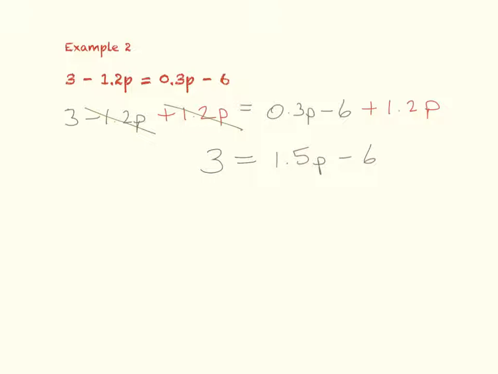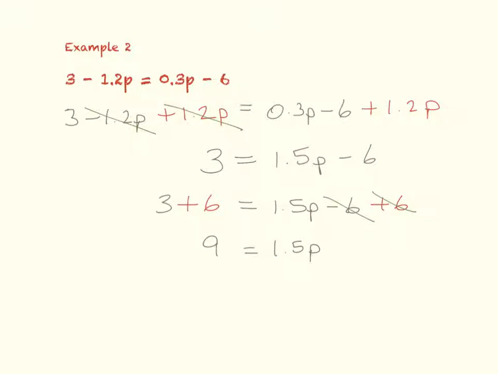So I'm going to add 6 to both sides, so I'll add 6, and then same over on the left, we're going to go 3, add 6. Now again, on the right-hand side, minus 6 plus 6 cancel one another out, and it leaves us just with a 1.5p on the right. On the left-hand side, 3 plus 6 is 9, that goes in on the left.